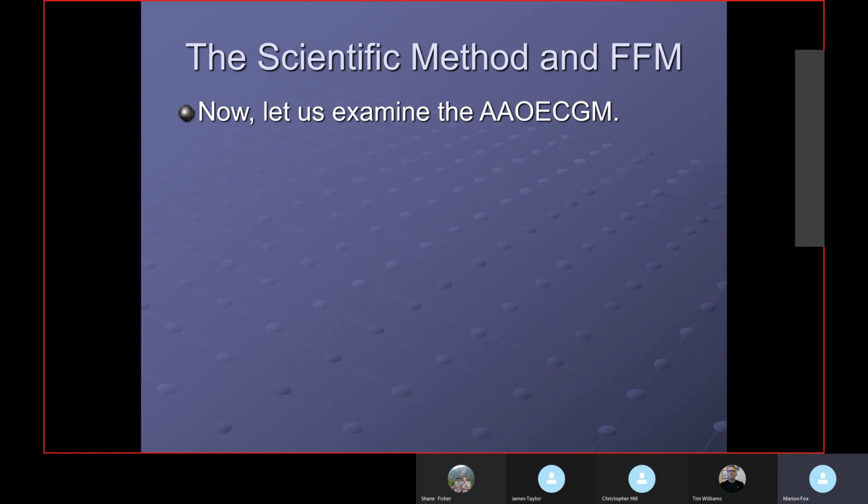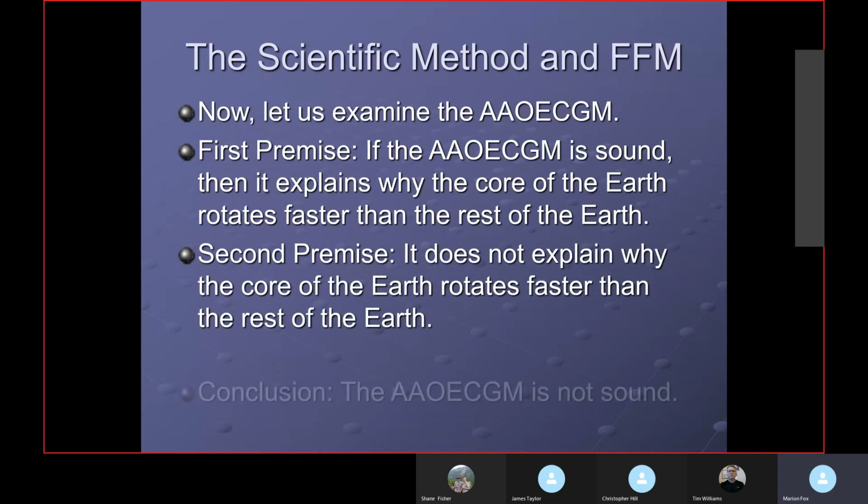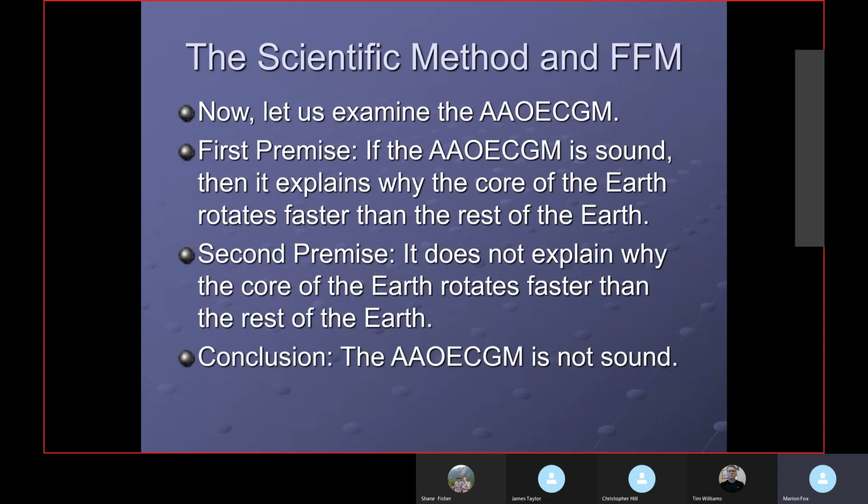We want to examine the atheist, agnostic, old Earth creationist model. If it's sound, it explains why the core rotates faster. Well, it doesn't explain it, therefore it's not sound. There's something wrong with the model. It doesn't explain it.